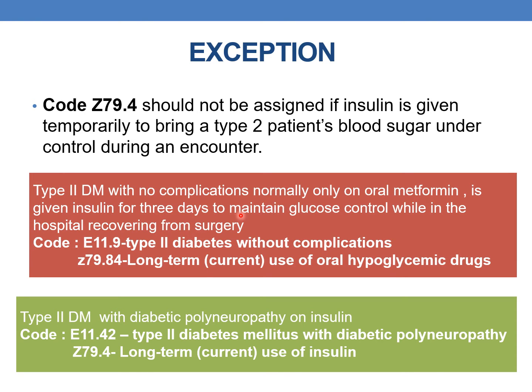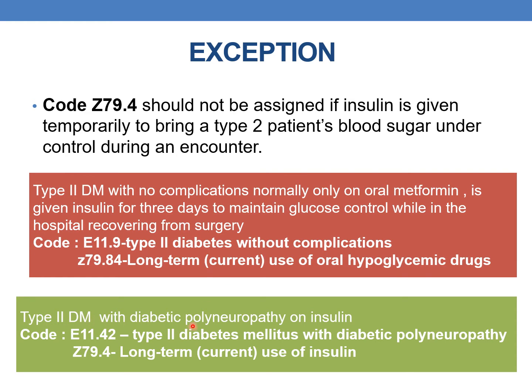In this case, insulin is given temporarily to bring down the sugar levels. So though the patient is given insulin, you should not use Z79.4. Appropriate codes for this scenario are E11.9 to indicate type 2 diabetes without complications, followed by Z79.84 to indicate long-term current use of oral hypoglycemic drugs. Let us see one more example.